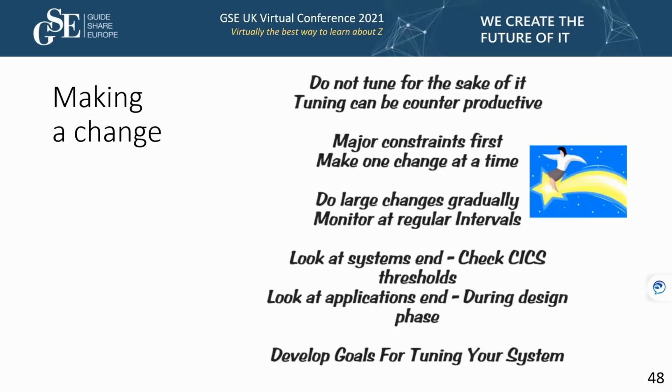So just as a reminder, when you're making a change, don't tune for the sake of tuning, right? It can be counterproductive. Major constraints first, one change at a time. Do large changes gradually, right? In other words, don't make a change across the entire system and 100 production regions all at the same time. Try it in a couple, see how it works. Because remember, every system is different. And again, look at the systems and check any CICS thresholds that may need to be increased because of the problem that you're having, right?